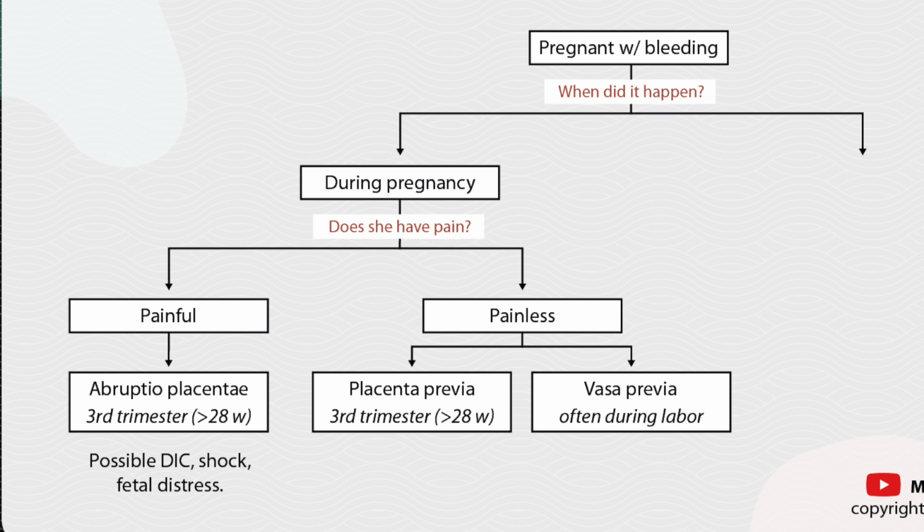Placenta previa is when the placenta covers the cervix, usually found in the third trimester, which is kind of high yield. But vasa previa involves fetal vessels that can rupture during labor, and the hallmark of this pathology is that it leads to fetal bradycardia.